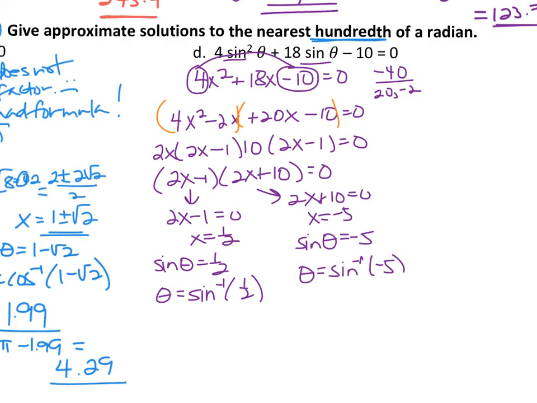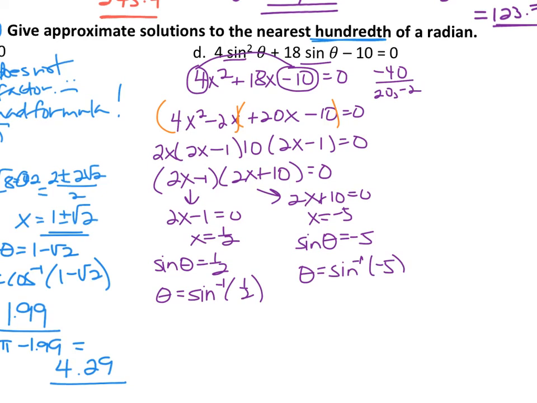All right, for our final example, I know we're getting kind of long-winded here. We have 4 sine squared theta plus 18 sine theta minus 10 equals 0. So what I did was I went through the process of doing an a times c split to get b, with 4x squared plus 18x minus 10. And I ended up getting all the way down to sine theta equals 1/2 and sine theta equals -5.